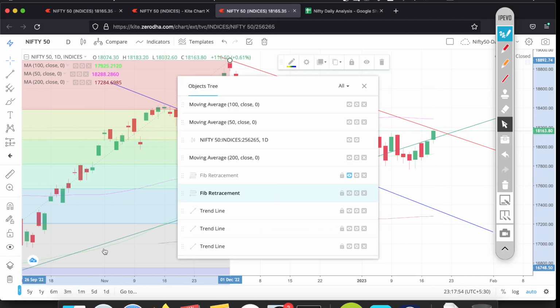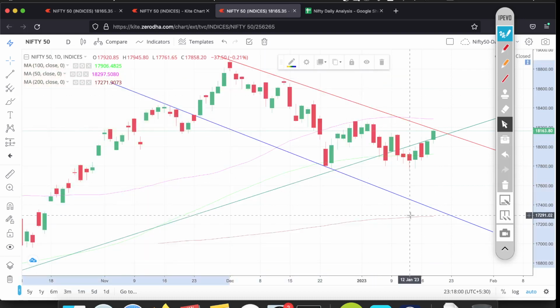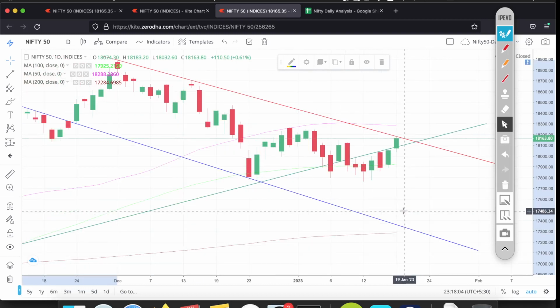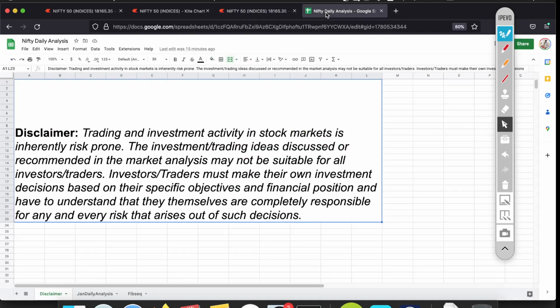So both Fibonacci retracements, the trend lines and the price action, everything tells the same story. If price breaks above today's close or today's high, there can be a new rally. If there is a reversal here, it is going to be a strong down move. Okay, with that, let me summarize the analysis.